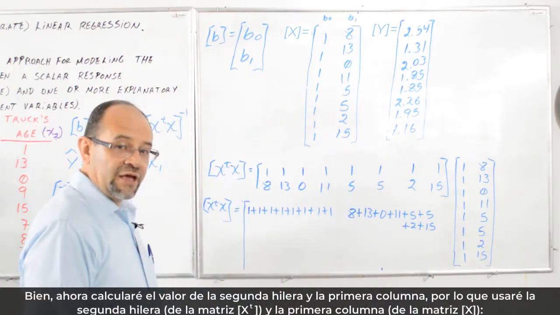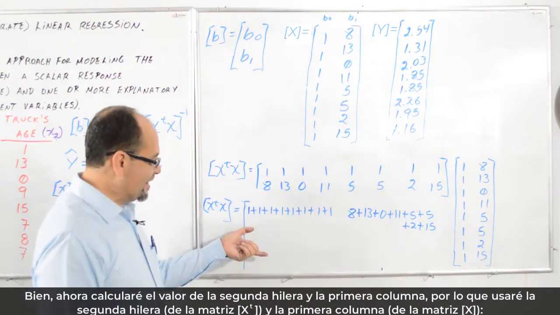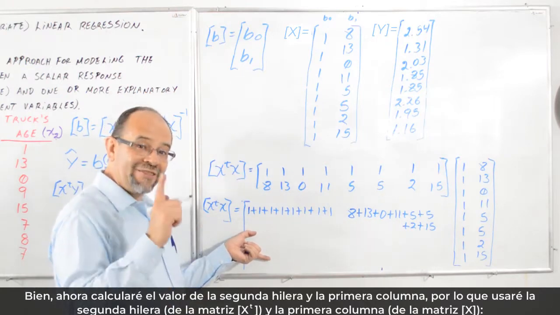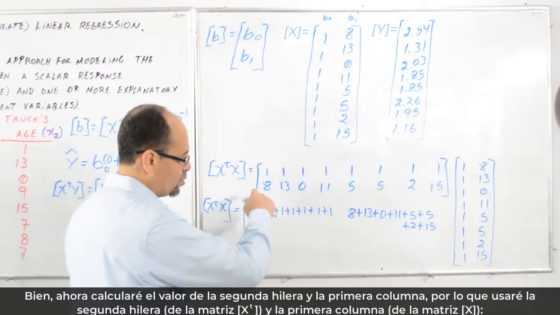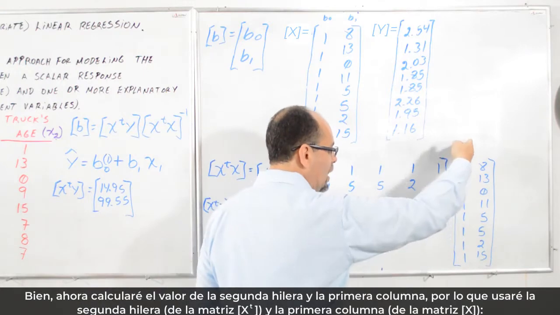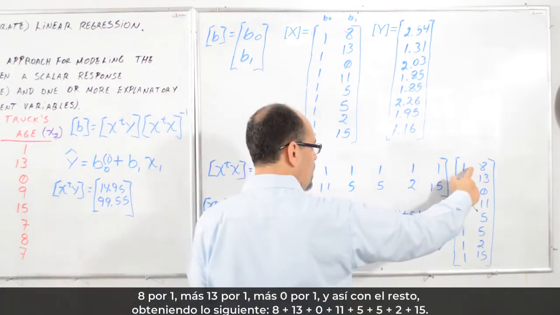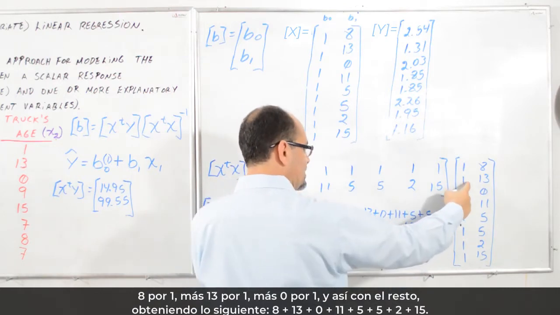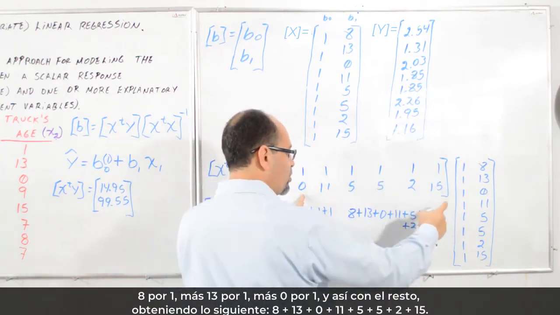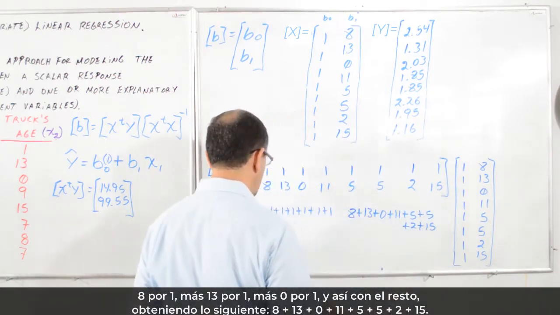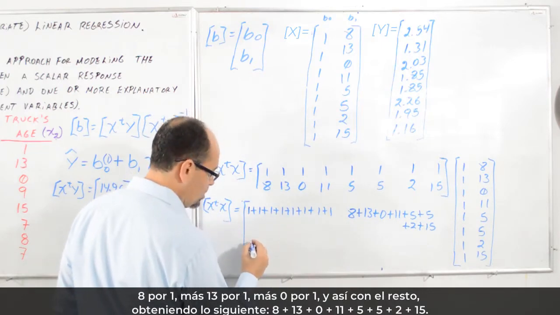Okay. Now I will calculate the second row and first column. I will be using the second row and the first column. 8 times 1 plus 13 times 1 plus 0 times 1, and so on. So I will get something like this one.